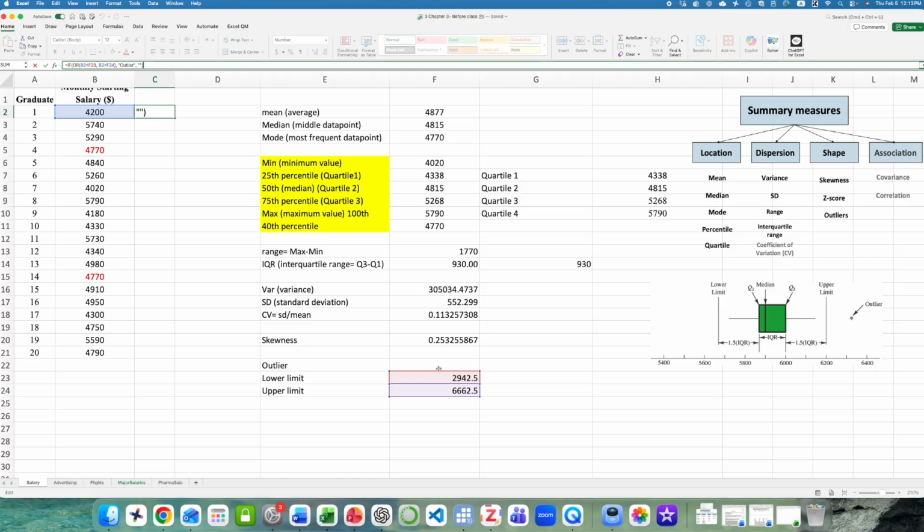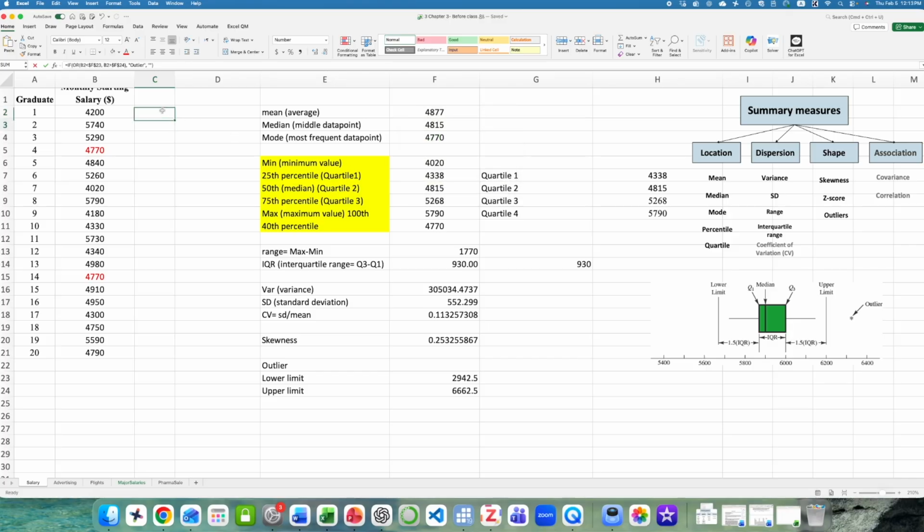In our function, I also need to fix this number before repeating the function for other cells. In order to fix the number, I'm going to add a $ sign before and after the name of the column. I'm fixing the lower limit here, and then the upper limit as well, with a $ sign before and after F24. So I'm fixing the upper limit. Now I can simply repeat this function for the other cells. You can see that we don't have any outlier because none of these values is below the lower limit or above the upper limit.